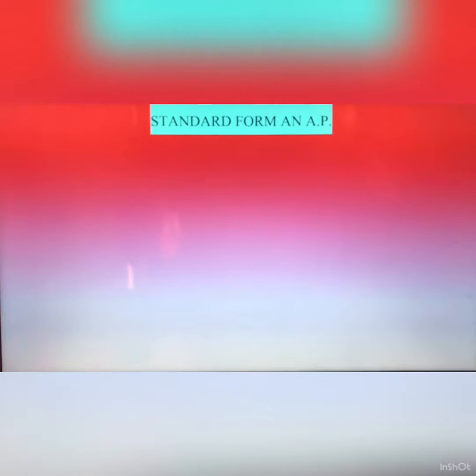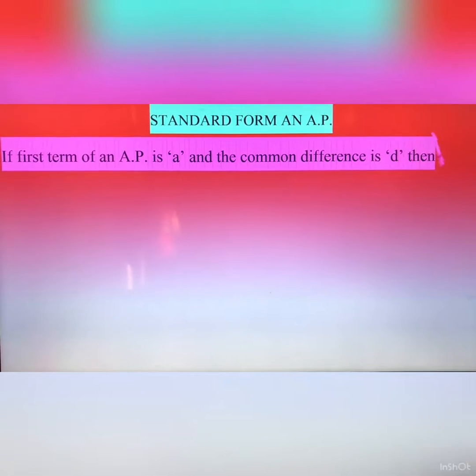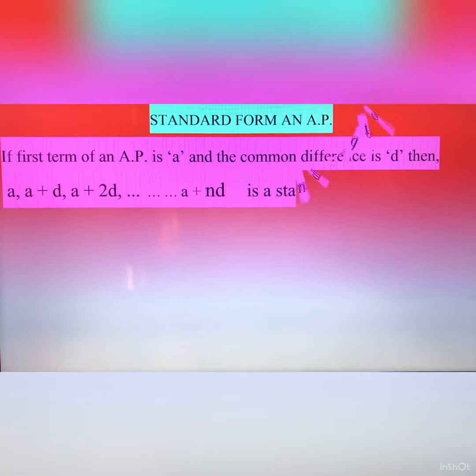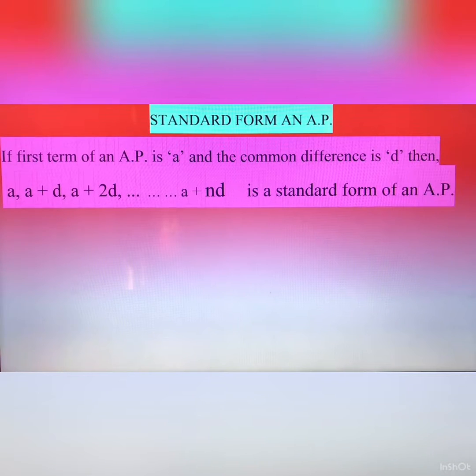Now the standard form of an arithmetic progression. If the first term of an AP is A and the common difference is D, then A is the first term, A plus D is the second term, A plus 2D is the third term, and A plus nD is the nth term. So this is the standard form of an AP.